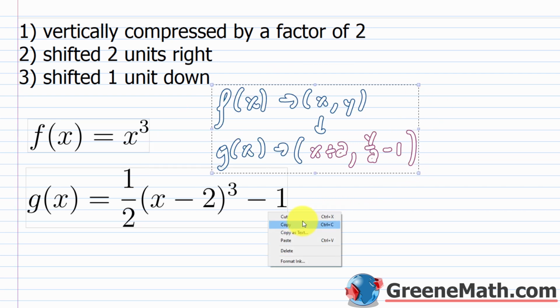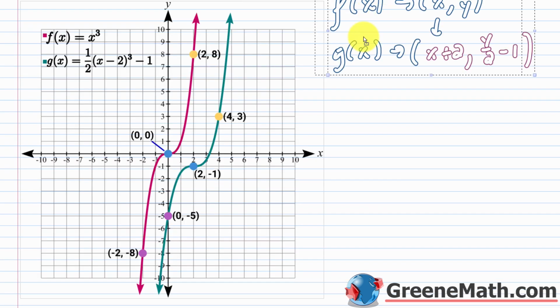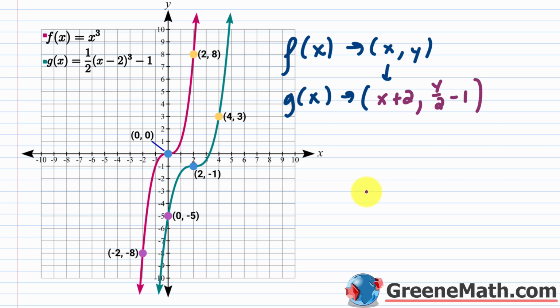All right, let me grab this and come down here and paste this in. So we know what f of x equals x cubed looks like. Again, we've seen this a million times. This is the guy in red. You have the point 0, 0, the point 2, 8, and the point -2, -8. I'm just going to use those points to come over here.